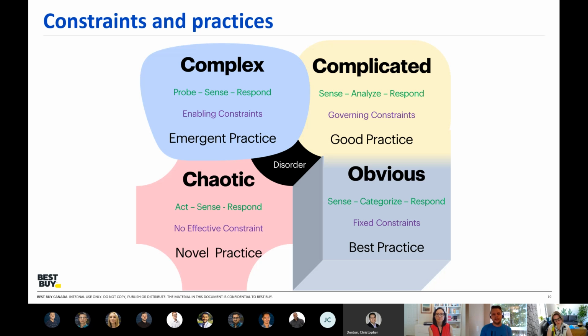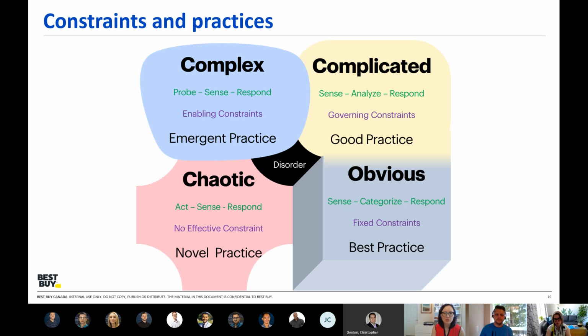In the complex domain, there are emergent practices, those are the ones that you find through doing. You only know in hindsight whether it was a good practice or whether it was actually the wrong thing to do. So that's where you start to create practices. And as I said, chaos is where innovation comes out. It's novel practices. It's where you have to throw everything away and try something completely brand new. That's where real innovation comes from.